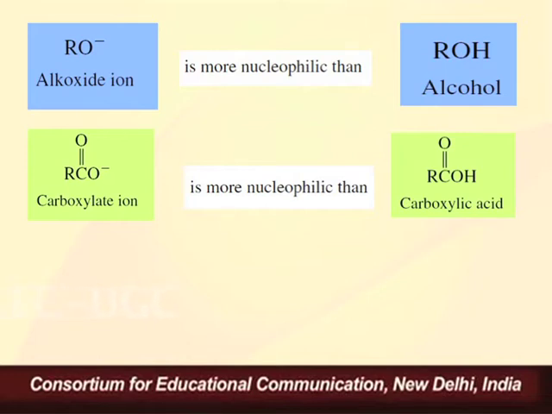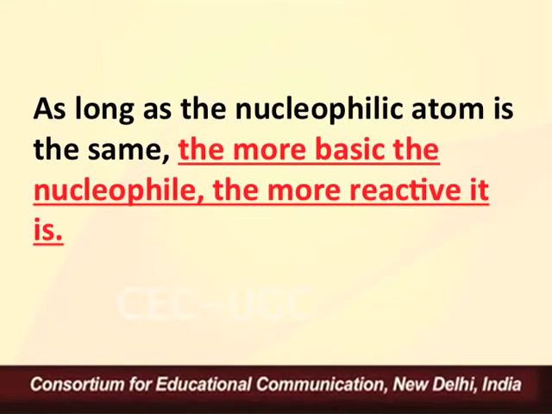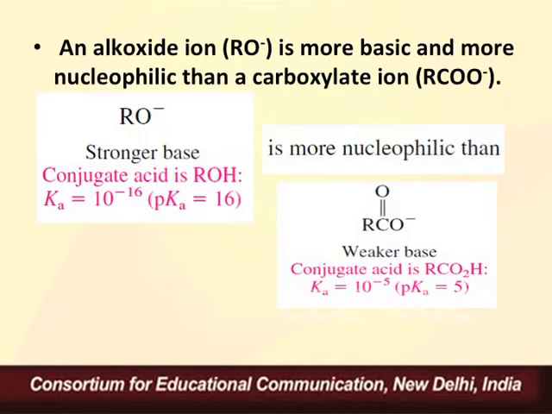Similarly, carboxylate ion, which is a conjugate base of carboxylic acid, is also more nucleophilic than carboxylic acid. As long as the nucleophilic atom is the same, we have to remember the more basic the nucleophile, the more reactive it is. Let me illustrate this by taking an example of an alkyl oxide ion and a carboxylate ion.